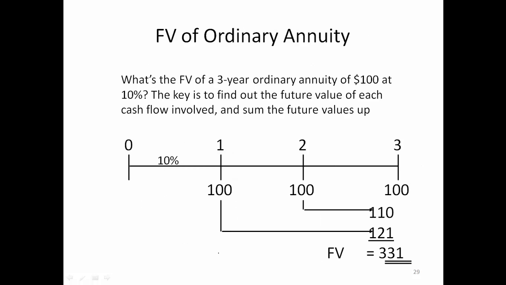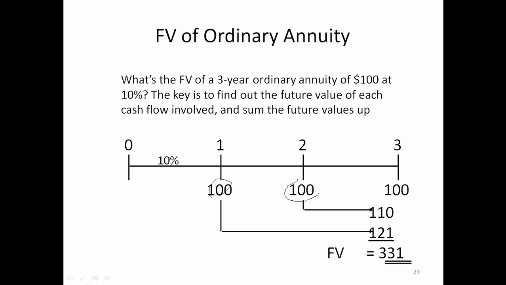For the future value of an ordinary annuity, let's take a look at this example. What is the future value of this 3-year ordinary annuity? Each payment is $100 when the interest rate is 10%. The key is to find the future value of every cash flow involved and then sum them up. The first one will compound for 2 years till the end of year 3. So 100 will become 121 by the end of year 3.